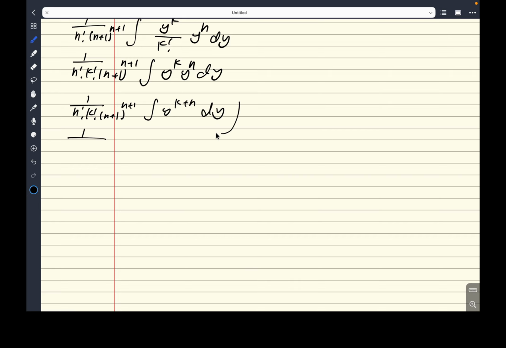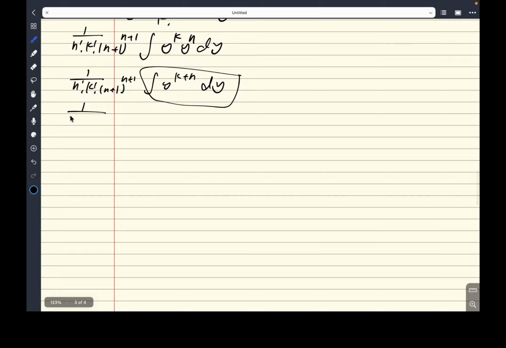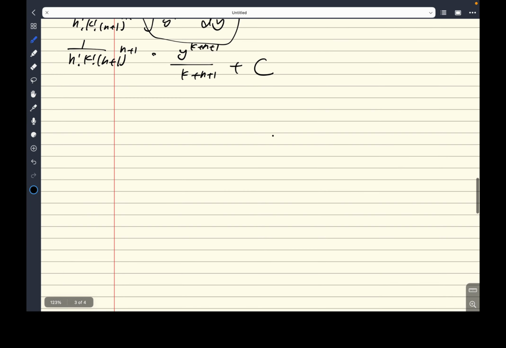So if I can integrate this function using power rule, it's going to yield a result of y to the k plus n plus 1 over k plus n plus 1, plus c, some constant of integration.